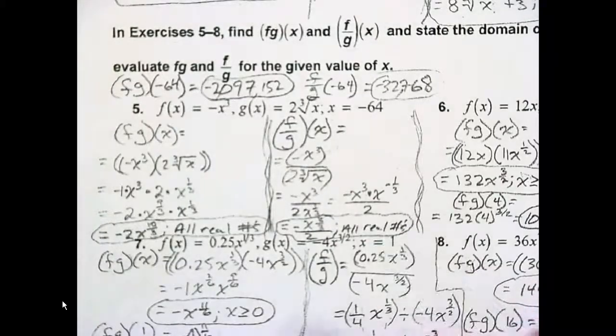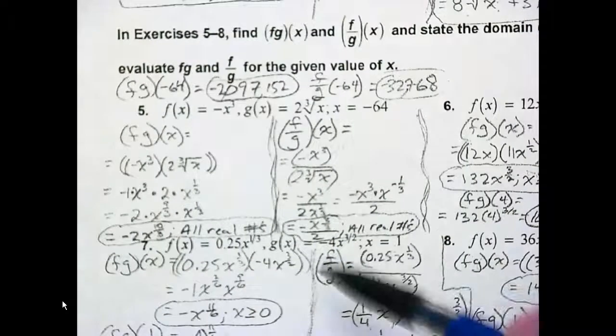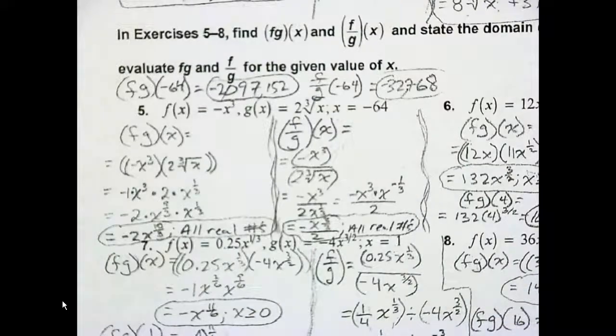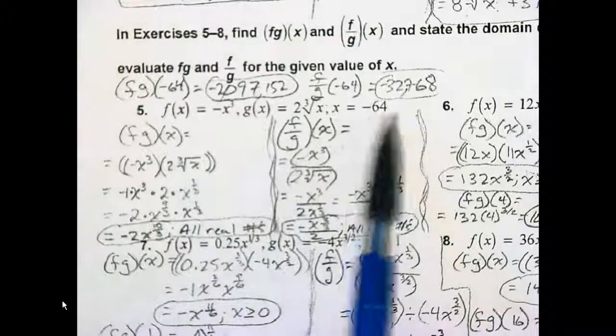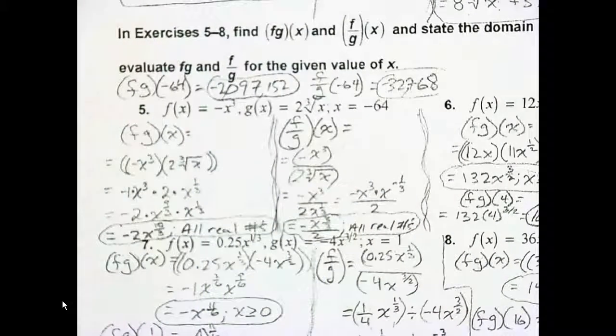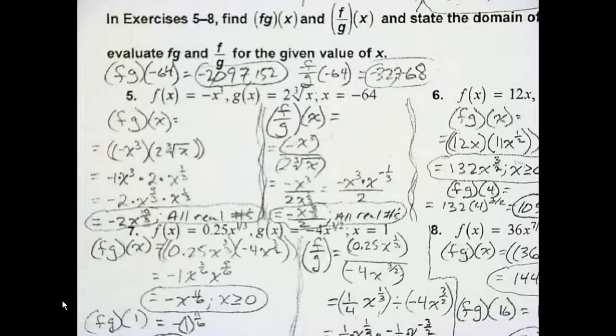Number 5, when you multiply, you get negative 2x to the 10/3. Domain is all real numbers. Okay. F divided by g is negative x to the 8/3 power over 2, and domain is all real numbers. When you evaluate for x equaling negative 64 in each of those, f times g is negative 2,097,152, and f divided by g is negative 32,768.